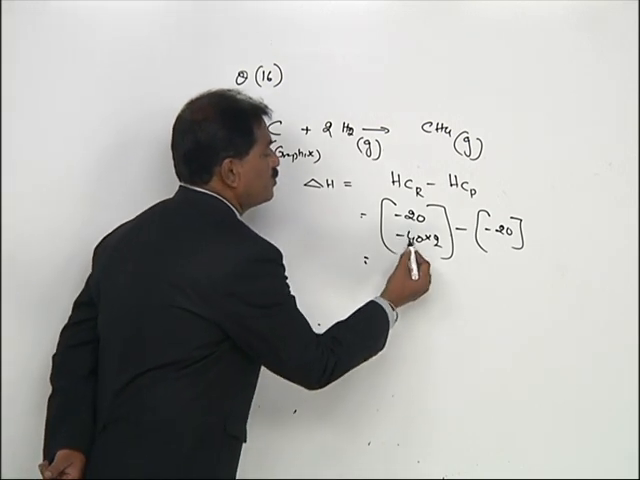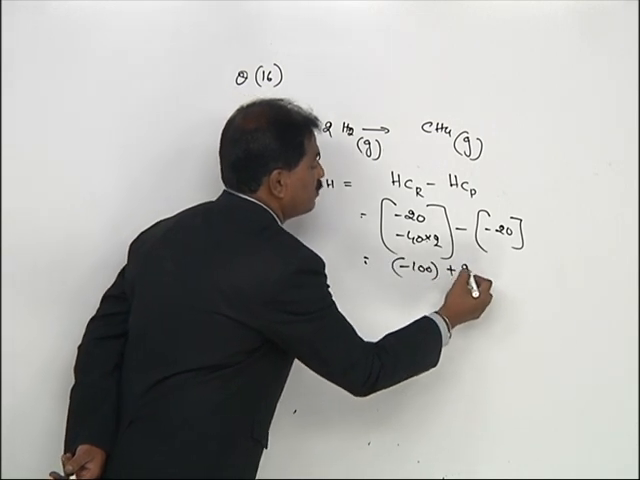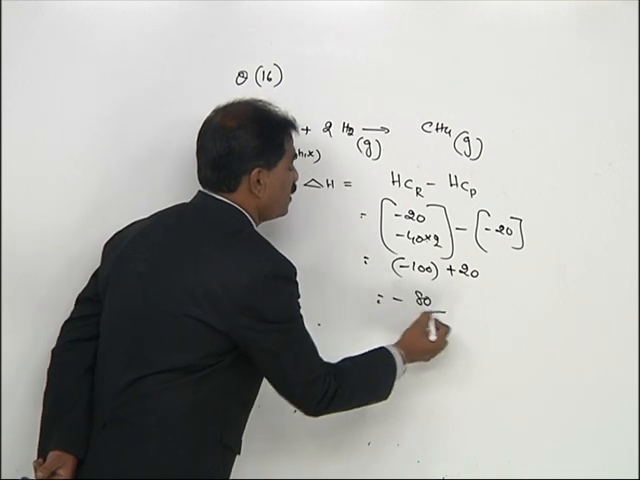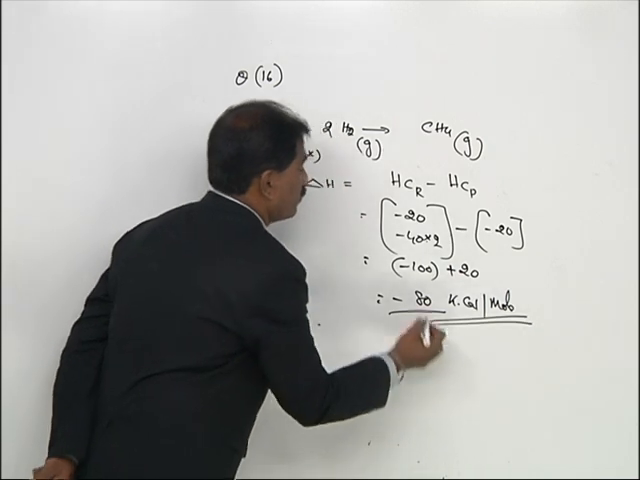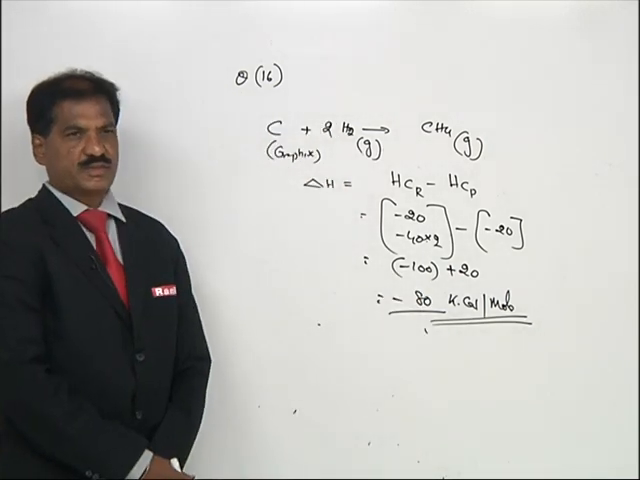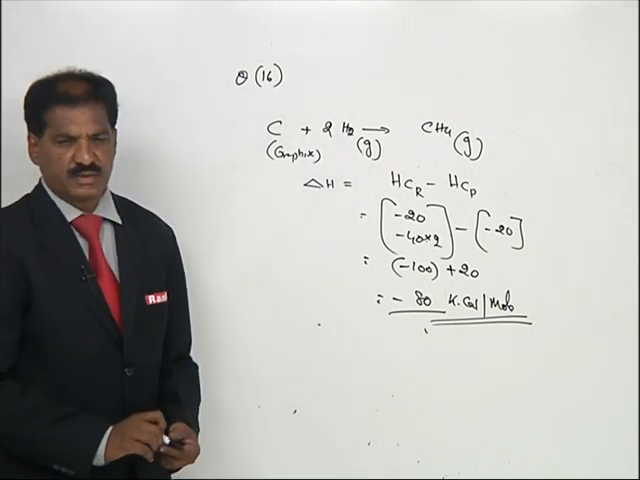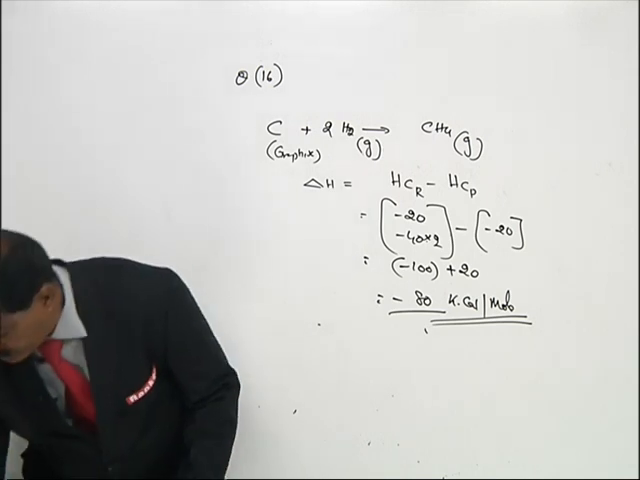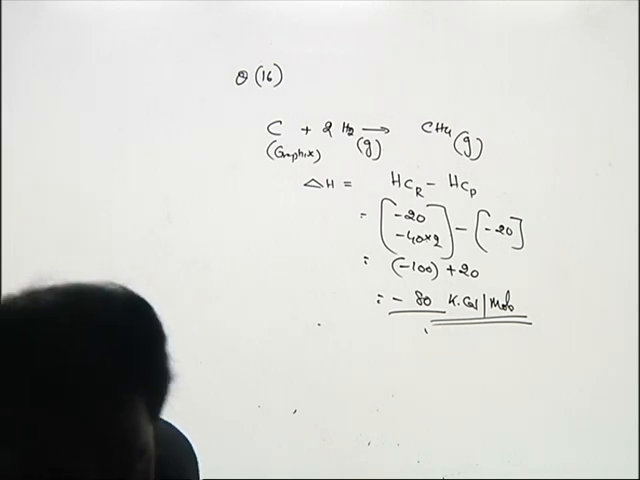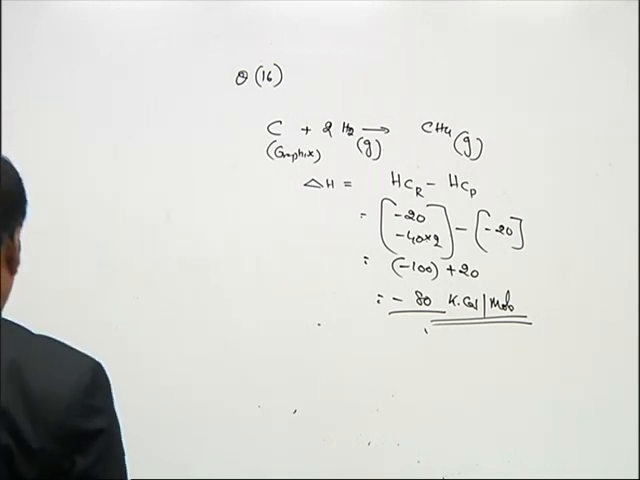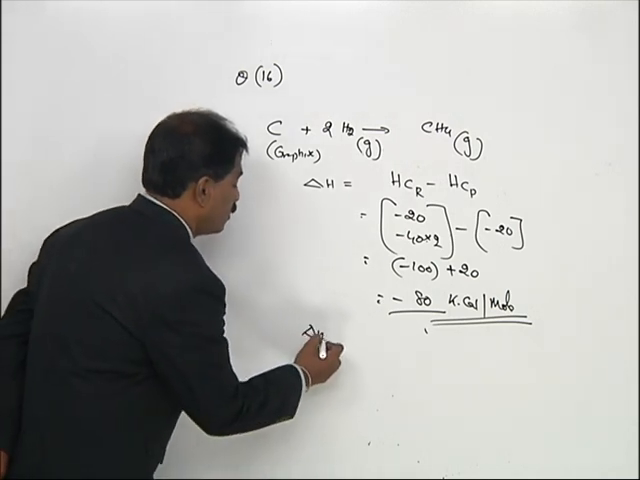Therefore, this is minus 20, this is minus 80. So, therefore, minus 100. Minus of minus plus 20. Therefore, answer is minus 80 kilocalories per mole. Therefore, answer is A.